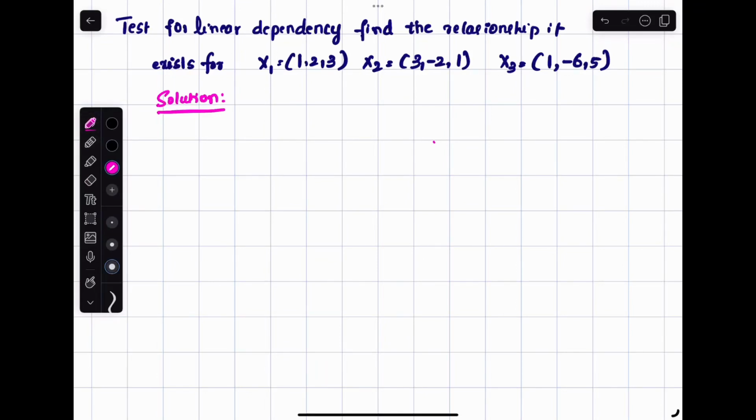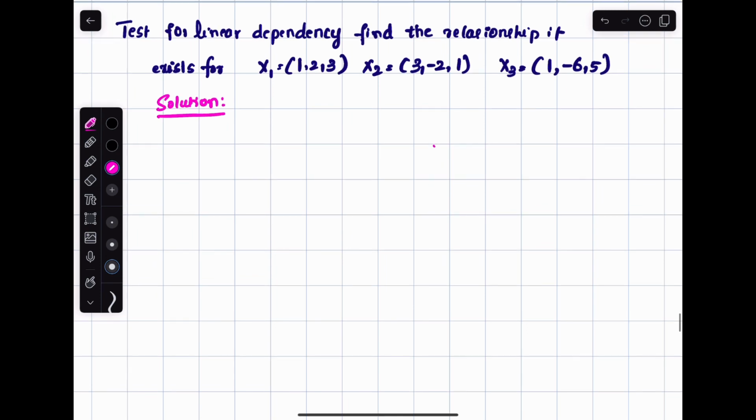Hello students, this is part 2 of the problem section on linear independence and linear dependence. We are checking a test for linear dependency, and the vectors are given here. So let us dive directly into the solution.